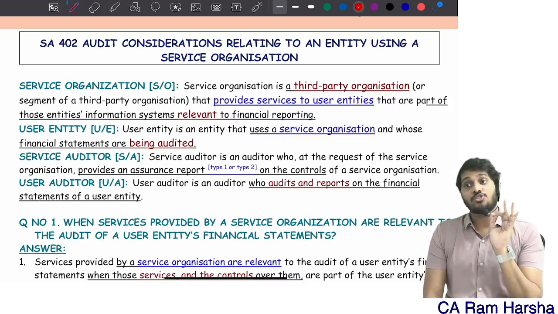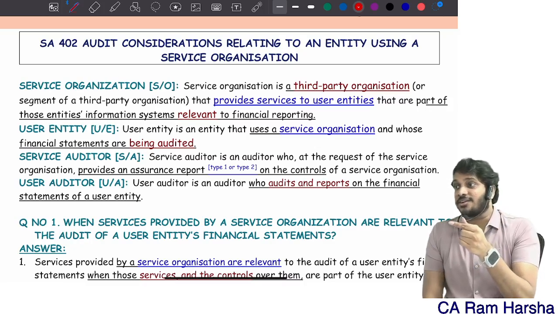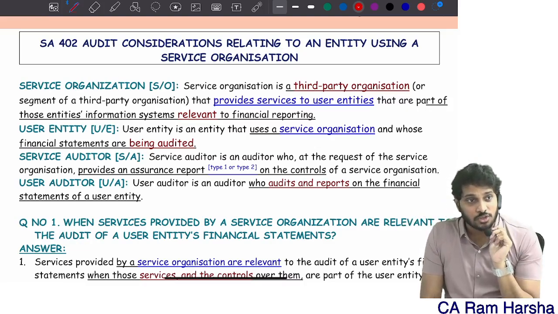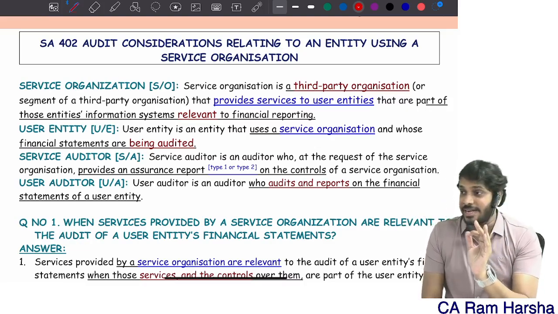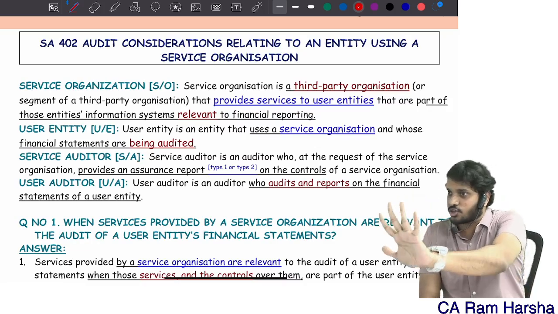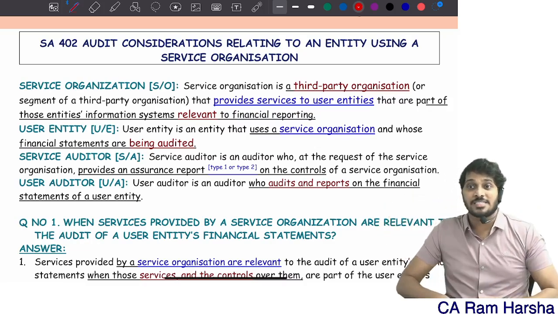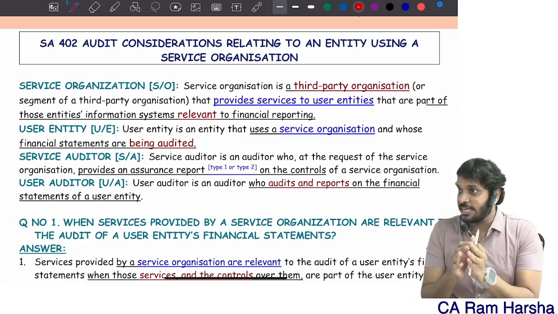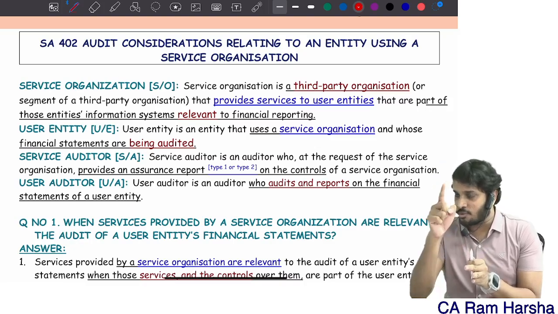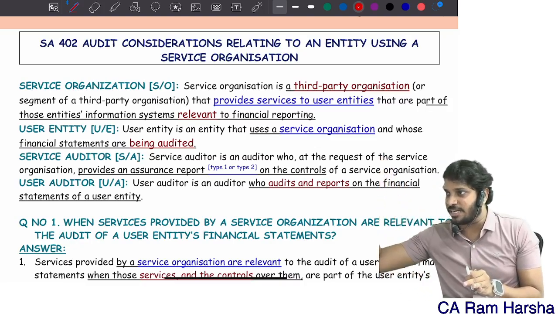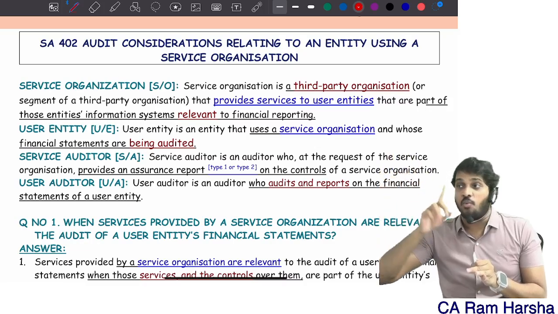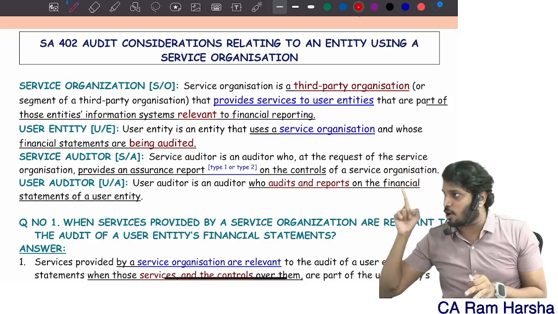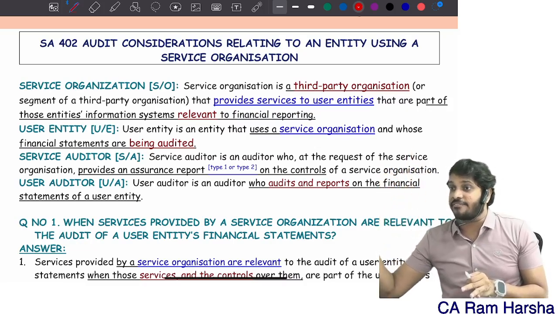Sometimes we also want to check whether these controls are operating effectively or not. That also we want to check, which means I want to know as a user auditor of the user entity, I told Hindustan Unilever, I want to know what controls they implemented, what system they implemented, what objectives they listed out, whether the system they implemented is meeting the objective and whether it is operating effectively.